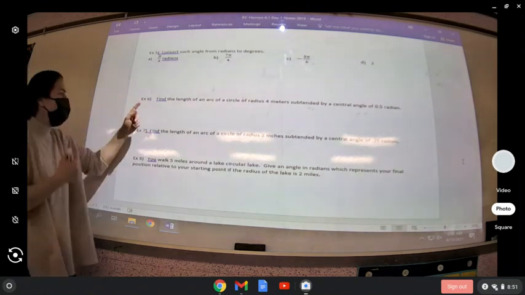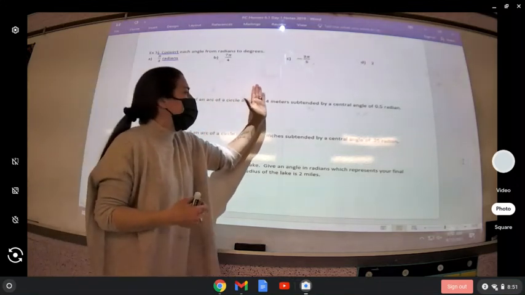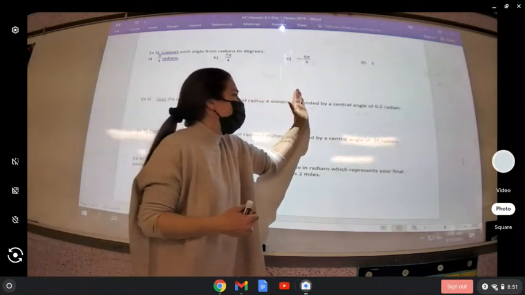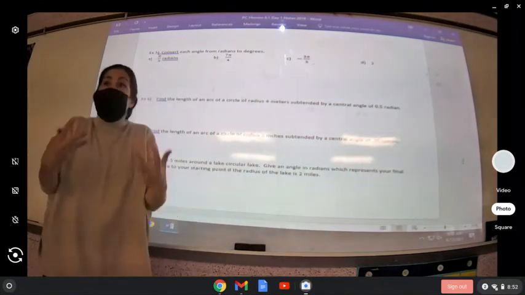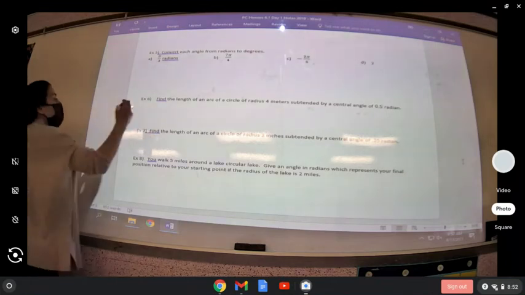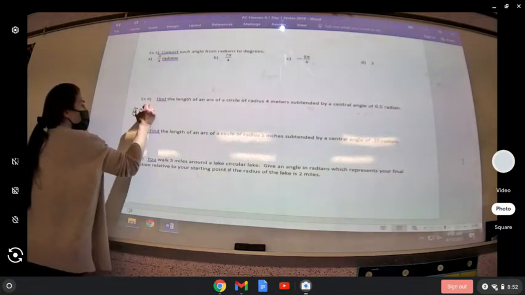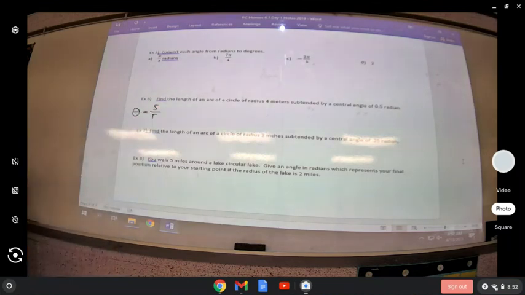Look at here. This one says, find the length of an arc of a circle of radius 4 meters subtended by a central angle of 0.5 radians. So they're giving you this in radians. Well, guys, think about this. How do we measure an angle in radians? An angle in radians depends on the length of the arc and how many radius fit into that arc. That's how we measure an angle in radians.